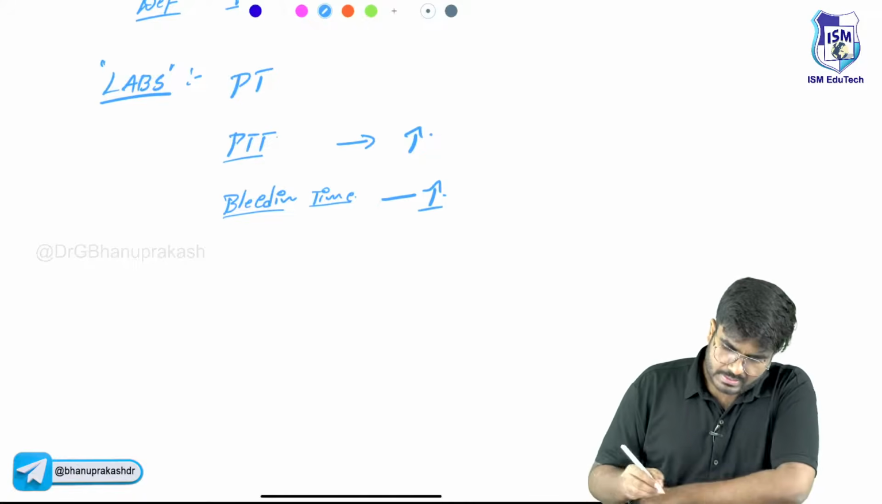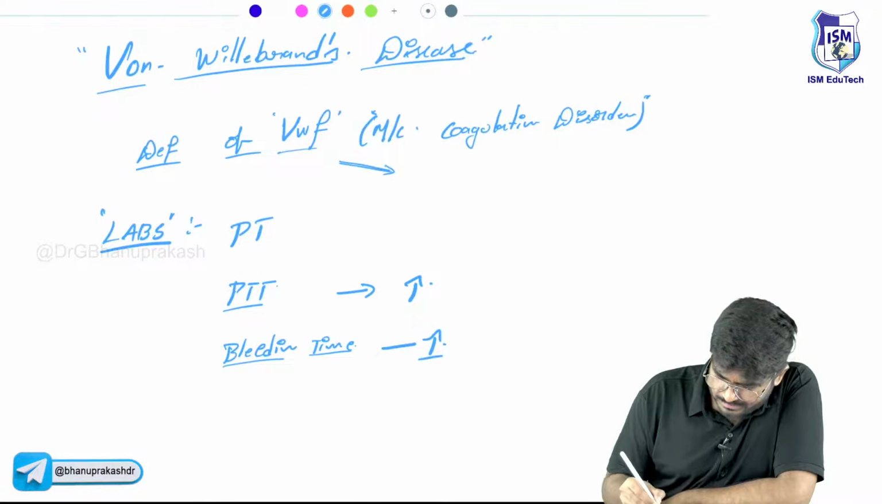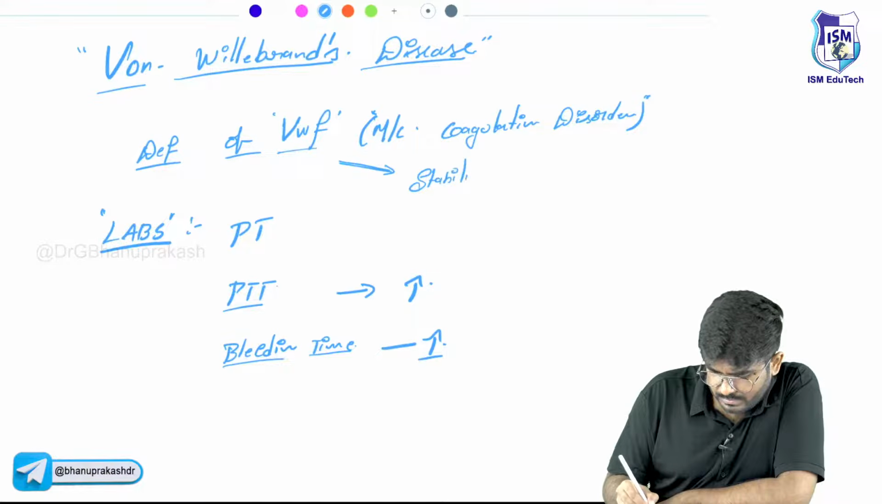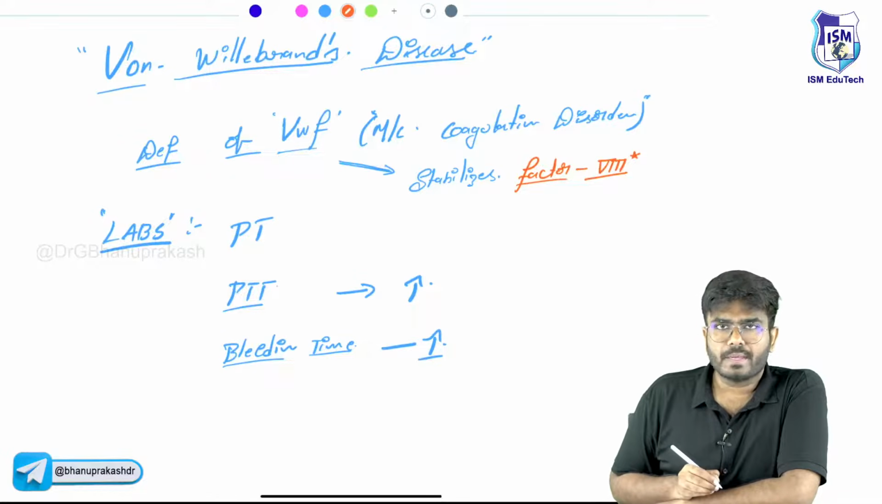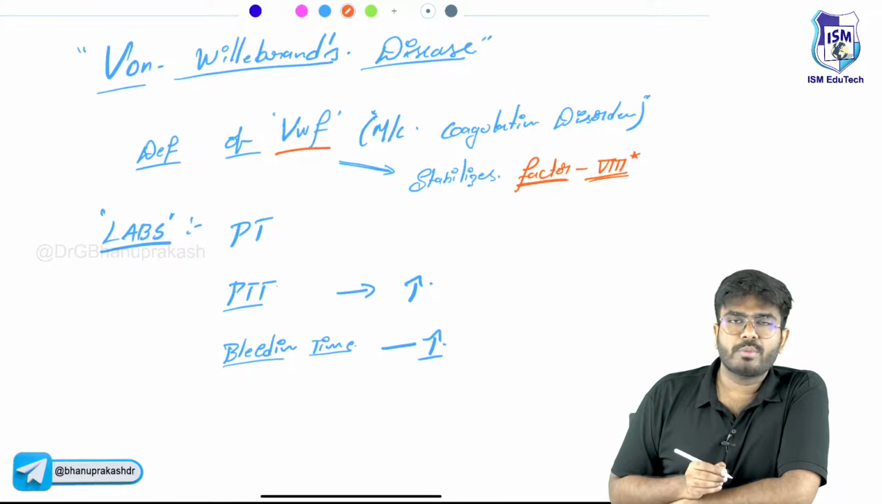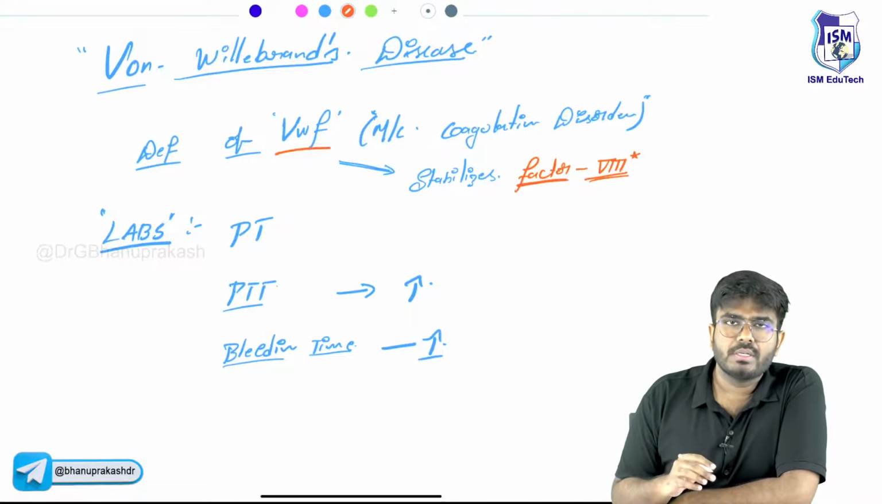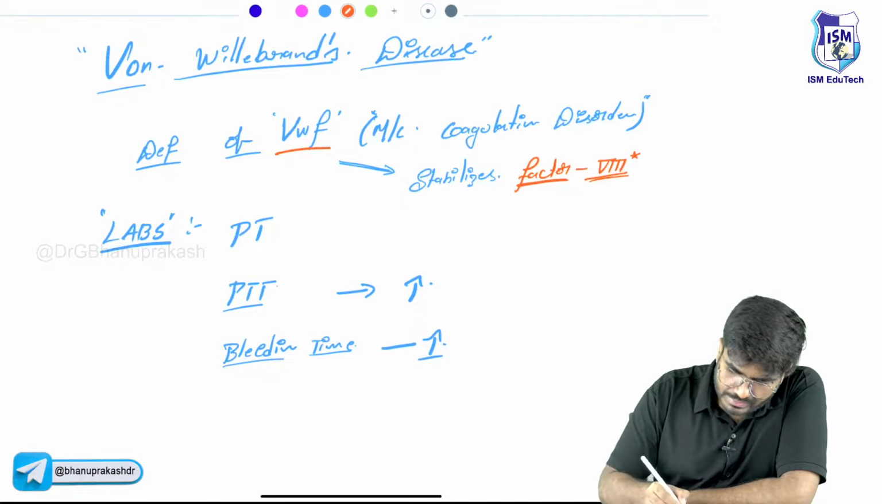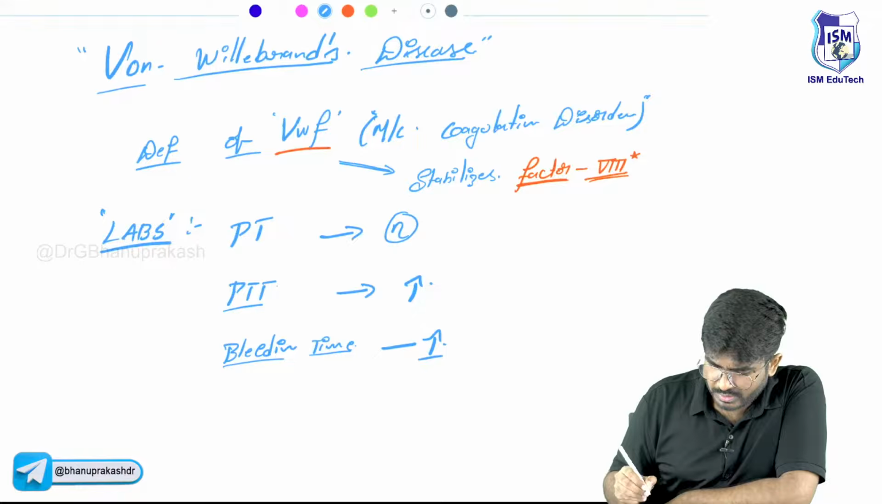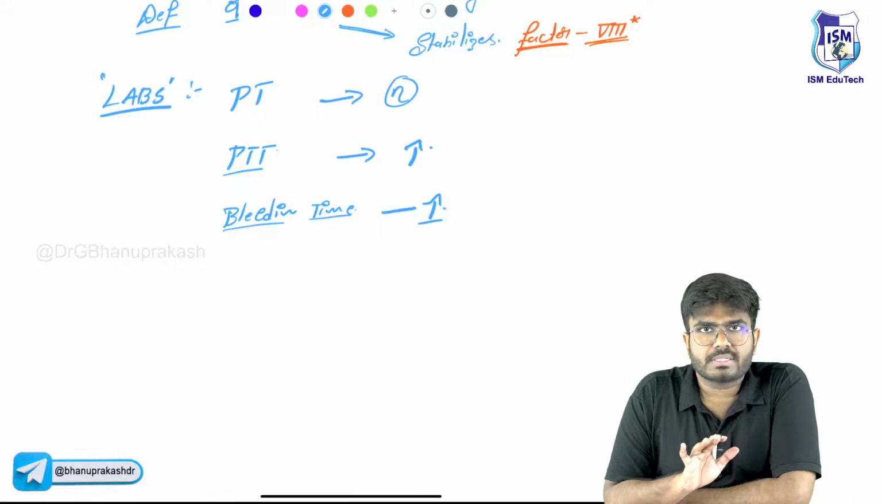Due to deficiency of Von Willebrand factor, why is PTT elevated? Because this Von Willebrand factor stabilizes factor number 8. Now, if there is deficiency of Von Willebrand factor, factor number 8 is also not going to be stabilized, or I can say it's not getting properly activated. So when 8 is affected, the intrinsic pathway is going to be affected. That's why the PTT is elevated and the PT is going to be normal. So that's it, the labs.